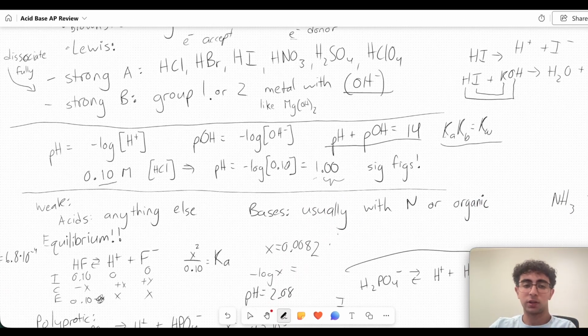These equations are all given on your sheet, but you should be comfortable with them off the top of your head. You don't need to look for them. This one's not given, and you should know this for sure: pH plus pOH equals 14. So if we have one of them, we can get the other. This will be used in hydrolysis in a sec.